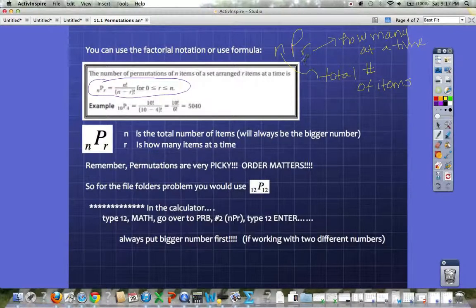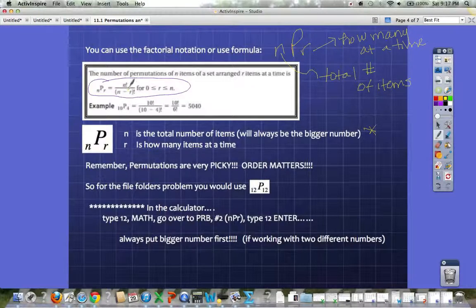Now, if you only have one number in the problem that you're talking about, most likely you're going to just use that twice for the N and the R, okay? But if not, if you have one number bigger than the other, you always put the biggest number in first, okay? And again, N is the total number of items, and it will always be the biggest number. R is how many items at a time, okay? It's right here.